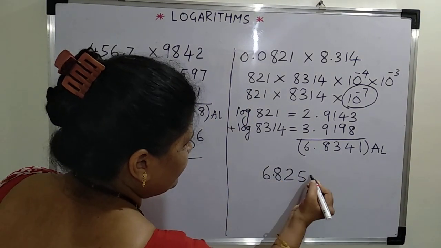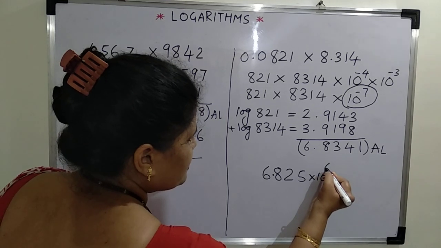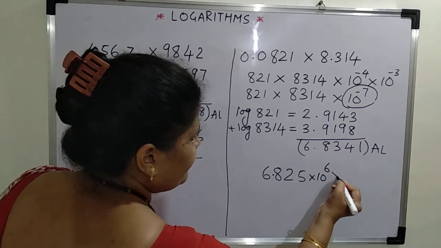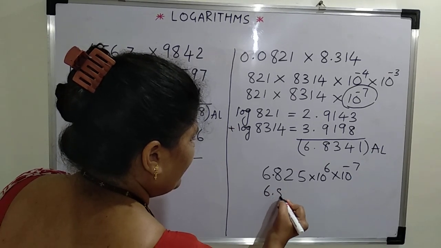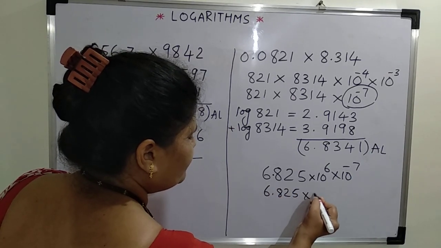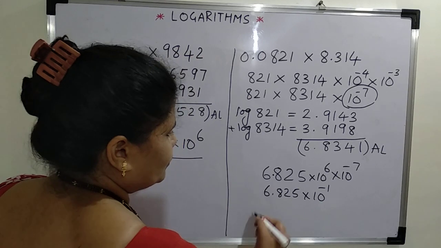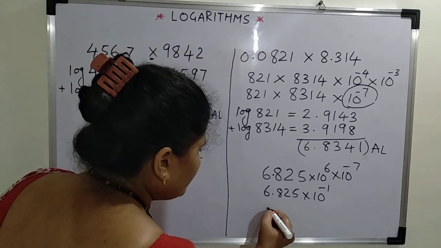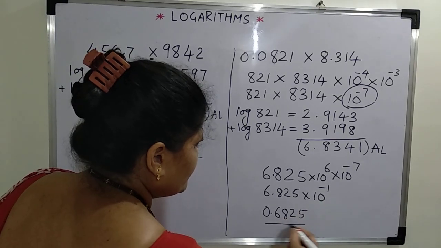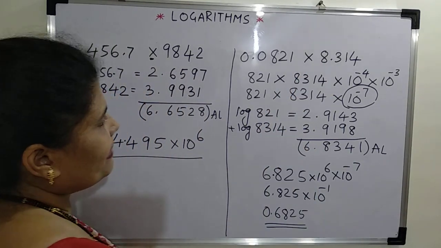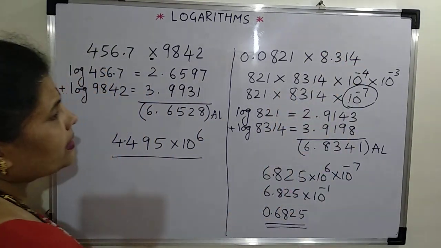Leaving one digit, into 10 raised to 6 and this 10 raised to 7, so it will be 10 raised to minus 7. What will I get here? 825 into 10 raised to minus 1. So this is your answer. Or it will be 0.6825. So this is your answer for this calculation by the other way, where I have removed the decimals.